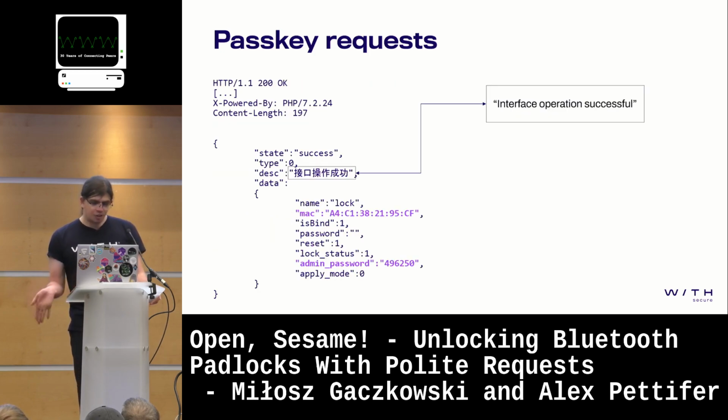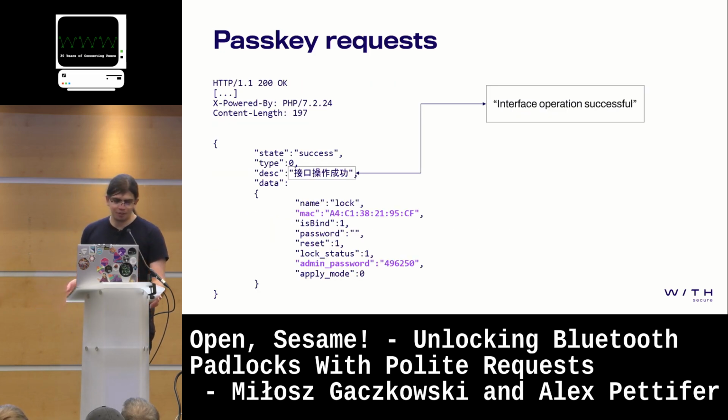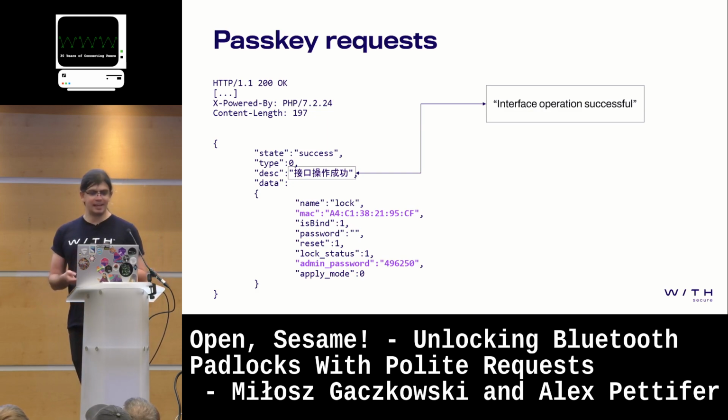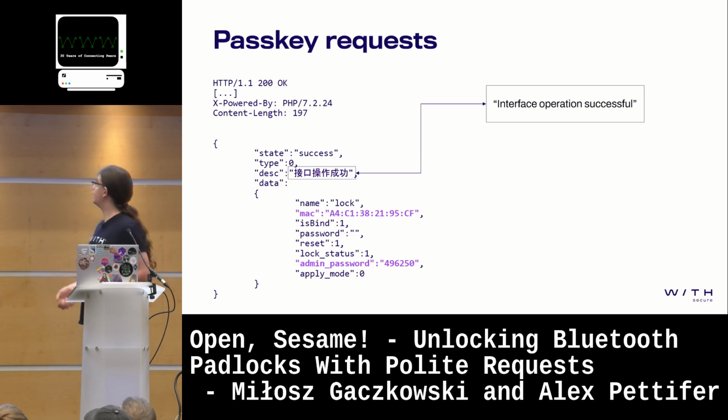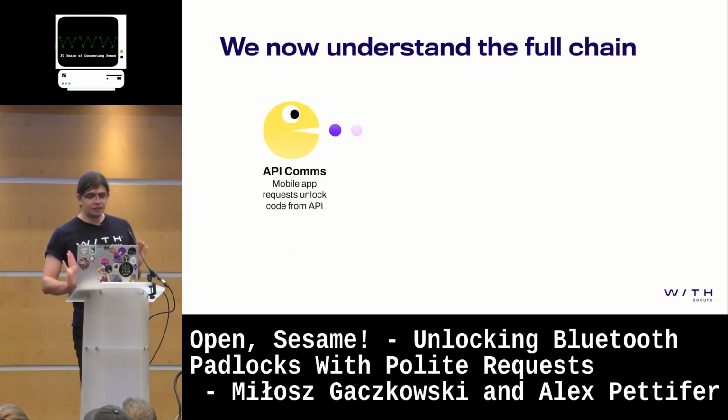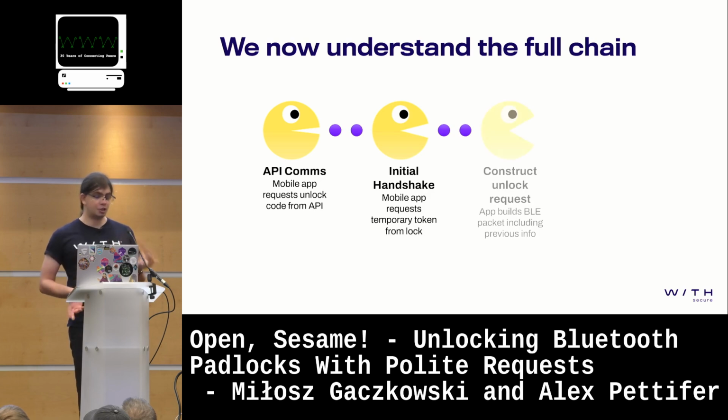The response to that looks like this. We very helpfully get informed twice that the request was successful, once by a state and once by a message in Mandarin Chinese. It then reminds us of the MAC address and tells us what the actual passcode to unlock the lock is. In this case, 496250. So now we understand the full operation of the mobile application.